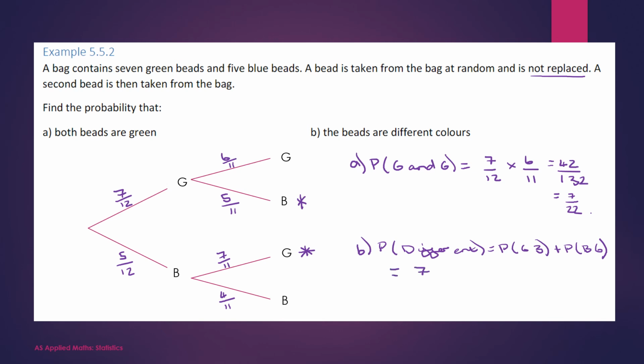So we have got 7 out of 12 times 5 out of 11 plus 5 out of 12 times 7 out of 11, and as you can see, the numerators are the same, the denominators are the same, it's just being multiplied in a different order, so both of those would get us to 35 out of 132. So you can take shortcuts if you understand how the probabilities work, and you can take shortcuts in calculations, but it's important that you understand exactly what is going on, and therefore if you find this difficult, the best thing you can do is draw your full diagram out.